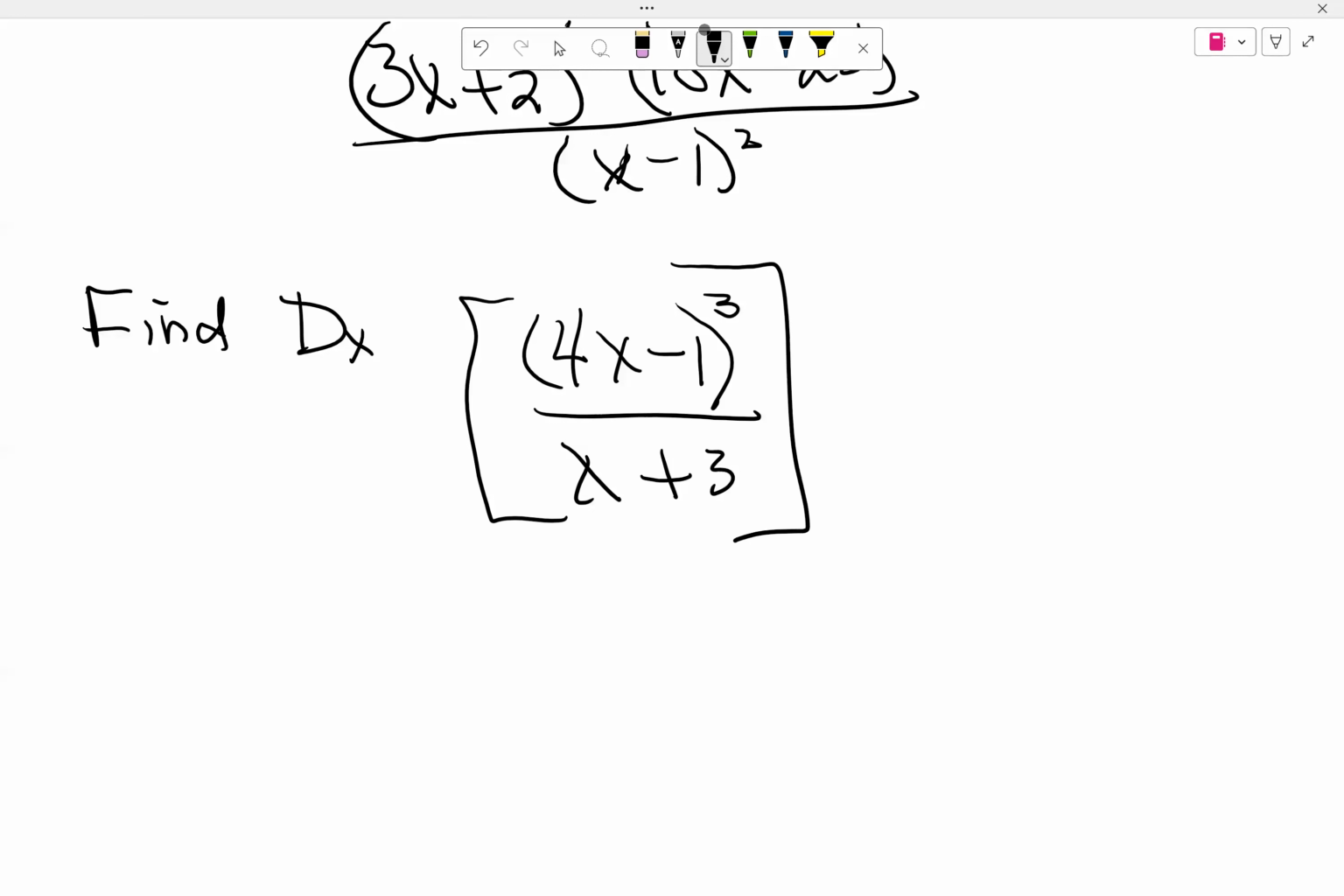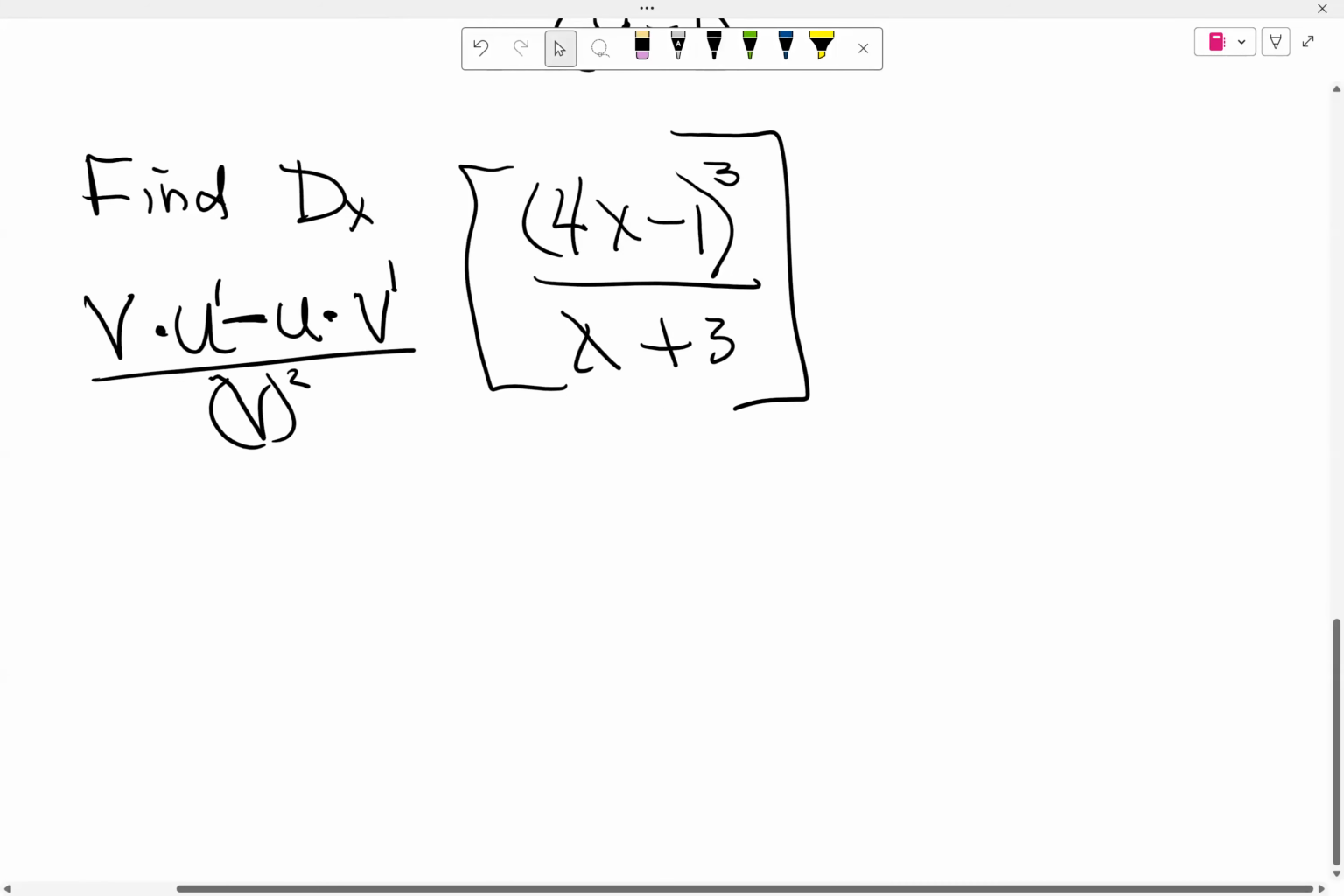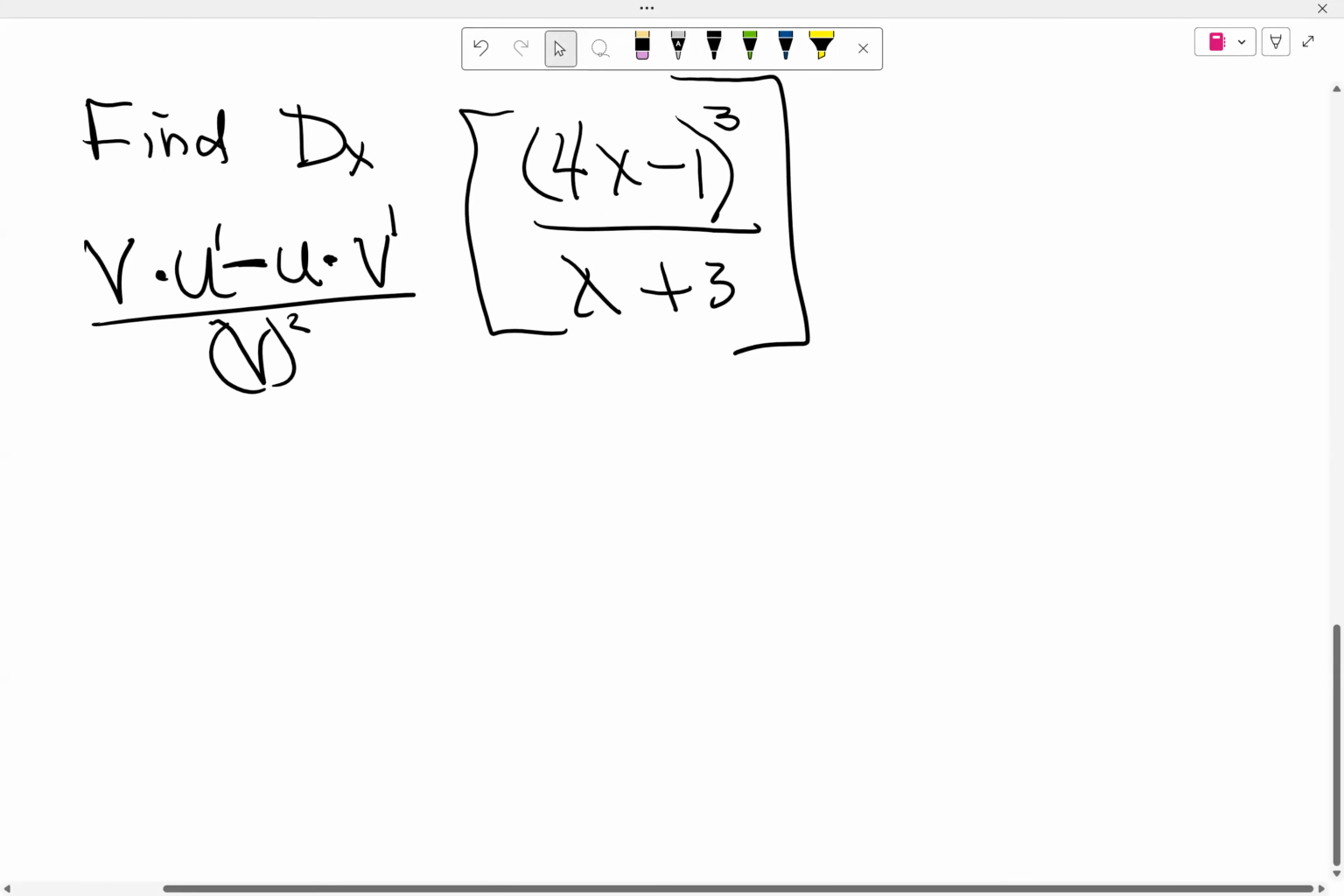Okay, one more time, let me remind you, it's the v times the first derivative of u minus u times the first derivative of v divided by v squared, if that helps you with the quotient rule. Okay, I'll give you 2 or 3 minutes to see how you do.